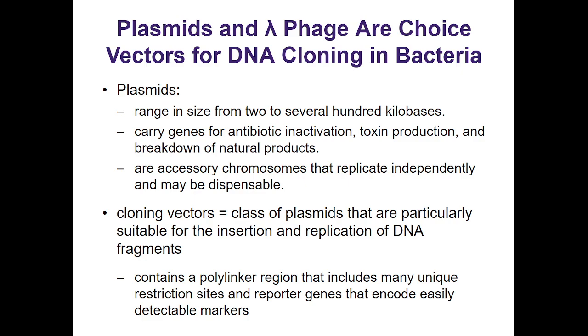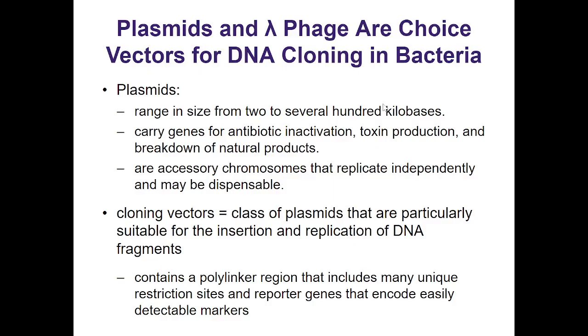Fantastic. Okay. So again, the plasmids and phage are going to be the choice vectors for the DNA cloning in bacteria. The plasmids will range in size from 2 to several hundred kilobases. Anybody remember what kilobase would be? 1,000 bases, right? Okay. So these are like several hundred kilobases. I mean, hundreds of thousands of bases. They're very long.